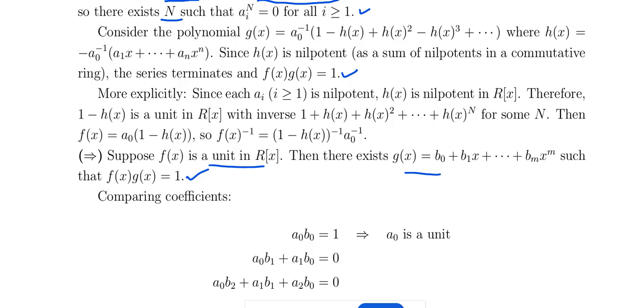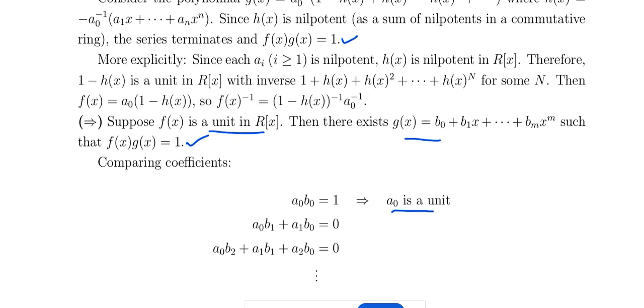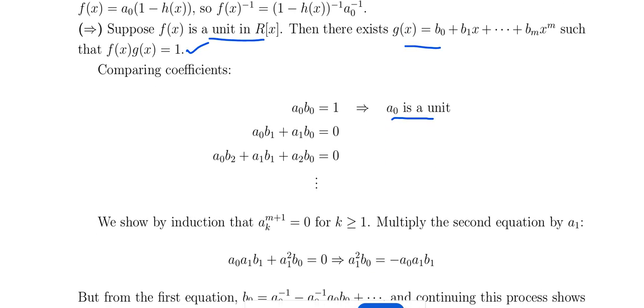I will try to prove that a_0 is a unit and the other coefficients are nilpotent. Comparing the coefficients, a_0 b_0 should be equal to 1. So a_0 is a unit, that is okay. Then a_0 b_1 plus a_1 b_0 equals 0, and the other coefficients should be equal to 0, since f(x) g(x) equals 1. From that, a_0 b_0 equals 1 and the other coefficients are equal to 0.